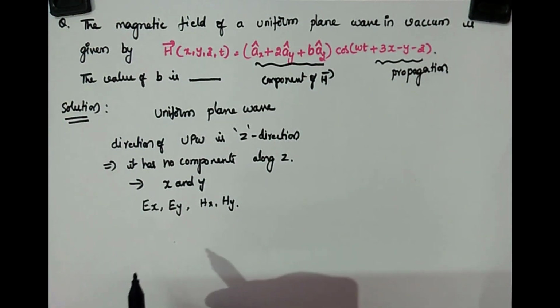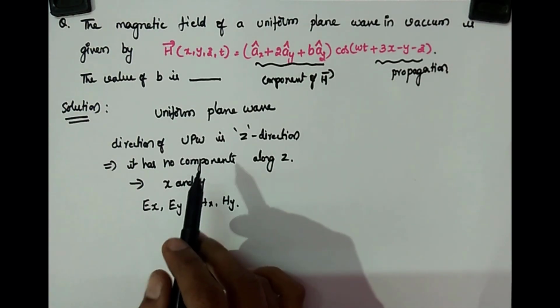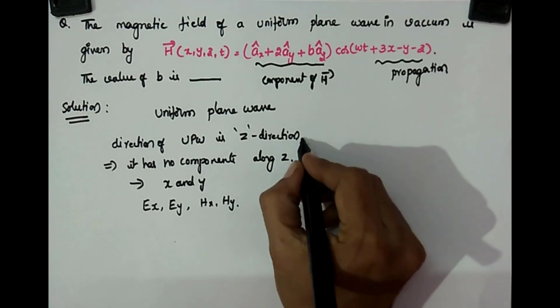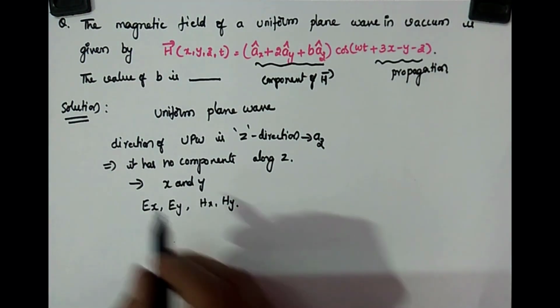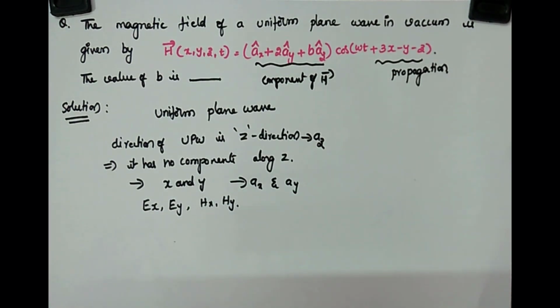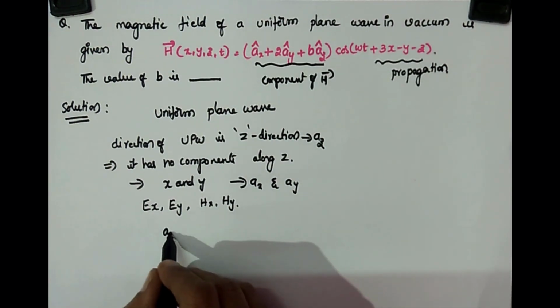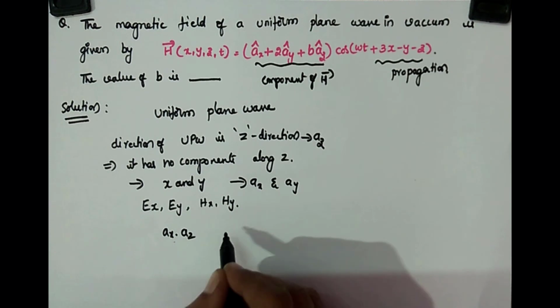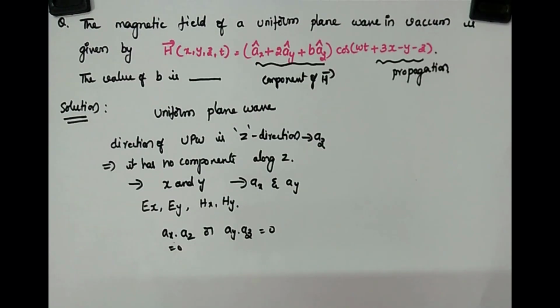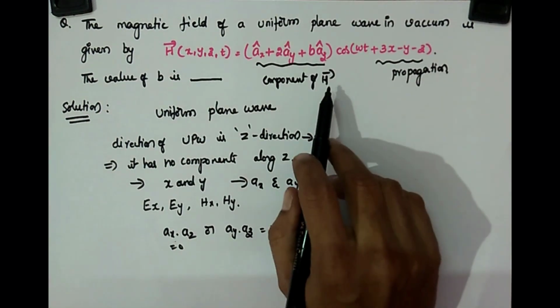Another point here is, as the uniform plane wave does not have components along its propagation direction, suppose the propagation direction is az. Yes, it has components along x and y, meaning ax and ay. So obviously, ax dot az and ay dot az are 0. This is 0 and this is 0. Meaning the dot product of the component direction and the propagation direction is equal to 0. Okay, so now we'll apply this concept for the given h bar.